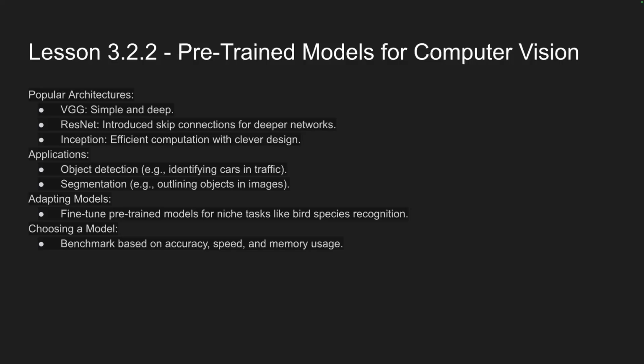To summarize, we've explored popular pre-trained CNN architectures like VGG, ResNet, and Inception. We've seen how they can be used for tasks like object detection and segmentation, and we've discussed how to adapt them for novel recognition tasks. Benchmarking helps us choose the best model for the job.